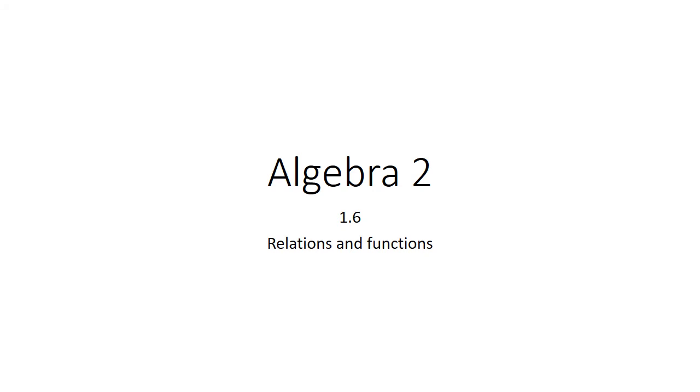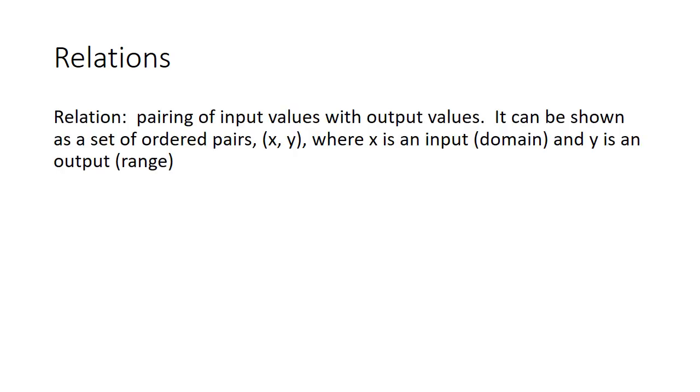This is video 1.6. Today we are talking about relations and functions. So a relation is going to be a pairing of output and input values. Whatever you put in, you get out. That can be shown as a set of ordered pairs, your x and your y's. X is going to be your input or your domain, and y is going to be your output or range.